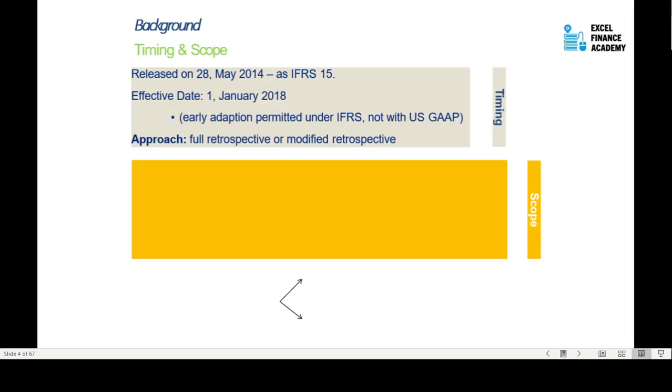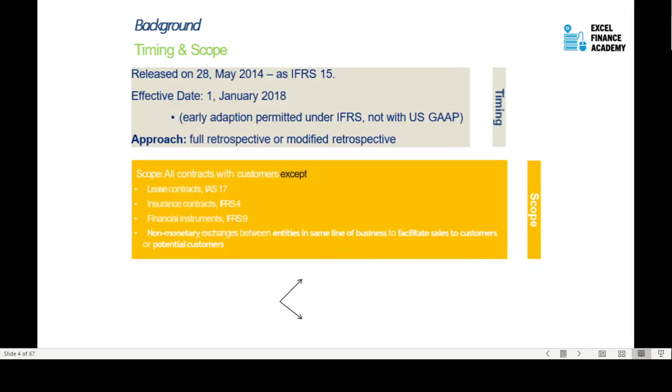So in this, the scope of this IFRS basically is it will cover all the contracts with the customers except the specific contracts which are made for lease purposes that are covered under IFRS 17, insurance contracts that are covered under IFRS 4, financial instruments that are covered under IFRS 9, and non-monetary exchanges between the parties in the same line of business to facilitate sales to customers or potential customers.